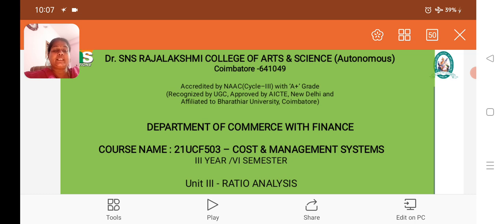I am here to explain the basic concepts of ratio analysis. So, ratio analysis is a tool used to evaluate the financial performance and health of a business by examining the relationships between various financial variables in the company's financial statements. Here are the basic concepts.